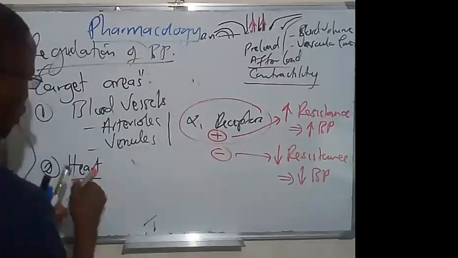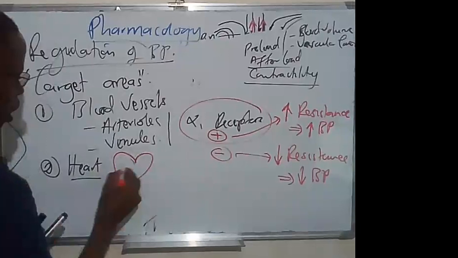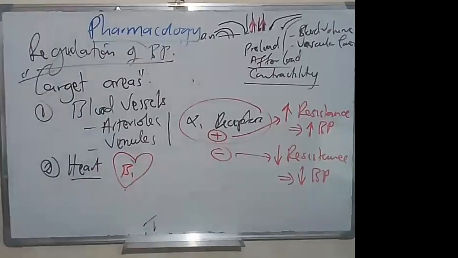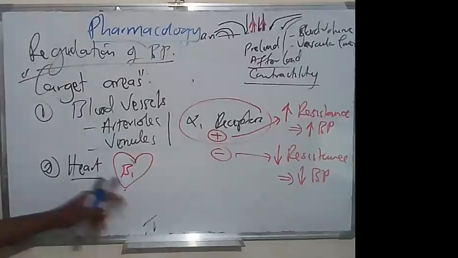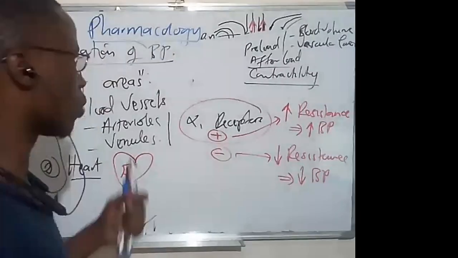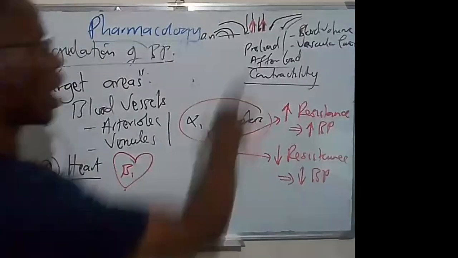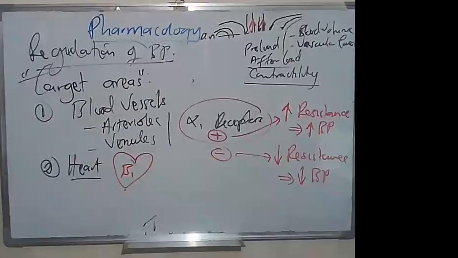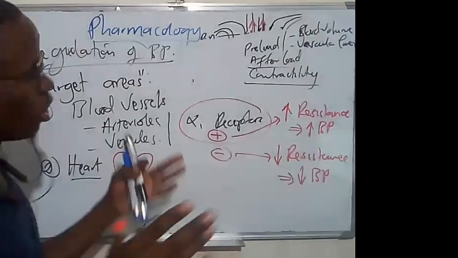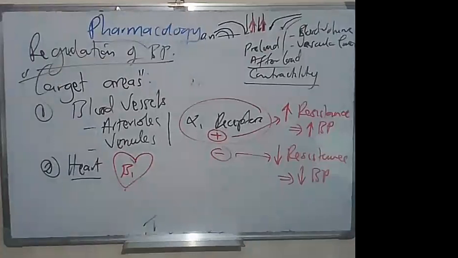Now, let's say that is our heart. On the heart, we have what are called beta 1 receptors. These, when stimulated, increase the contraction of the heart. They also increase the heart rate. Once that happens, it means that the afterload is going to increase. There's going to be more contraction of the heart, more force, and then blood goes out at higher pressure. Now, we don't want high pressure. We need that to be inhibited.